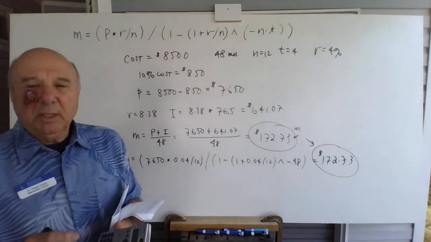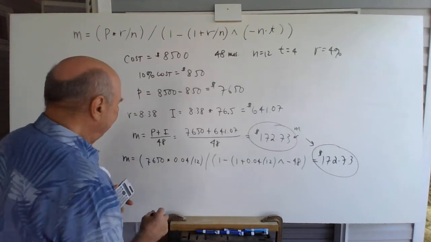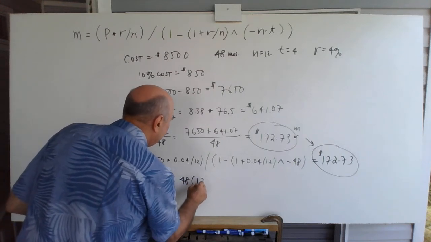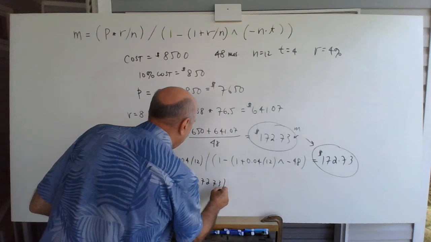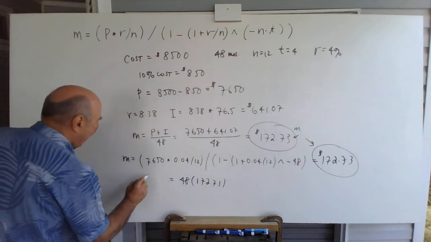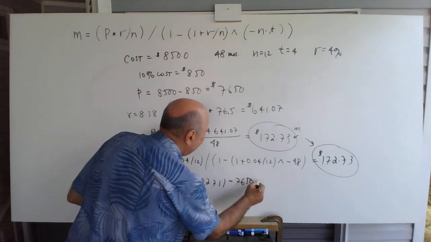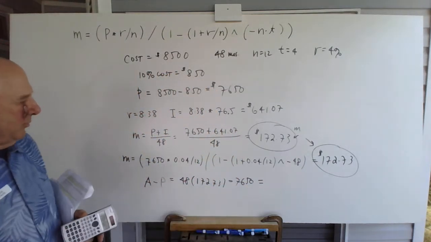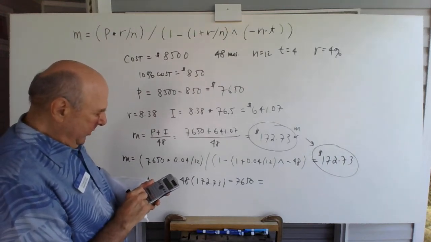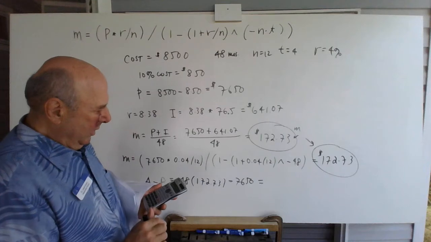Either way, either method. Now, if I did this method to find the finance charge, now I have to multiply that by 48, so I would get the total amount, A. So 48 times 172.73, and actually, let's just do it in one step. Since we want to know I, we're going to subtract P from A, so we're going to subtract 7,650. And we should get 641.07. Let's see if that works. So I take 48 times 172.73 minus 7,650. I get 641.04.